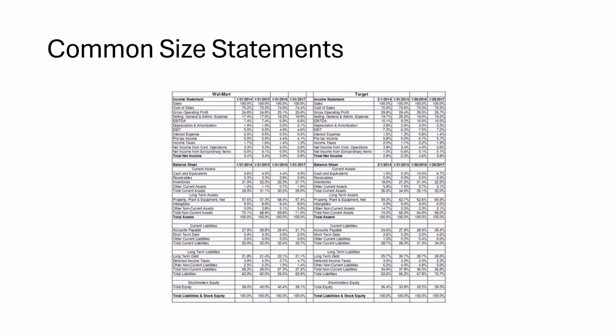Common size statements are designed to present each line item in the income statement as a percentage of total revenues and each line item in the balance sheet as a percentage of total assets. This makes it easier to compare changes from year to year and from one company to the industry. For instance, below you'll find common size income statements and common size balance sheets for Walmart and Target. Make sure you understand how these statements are generated.